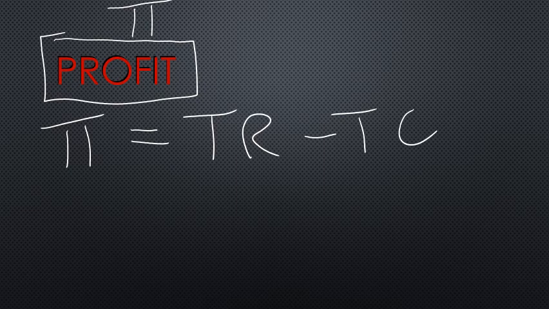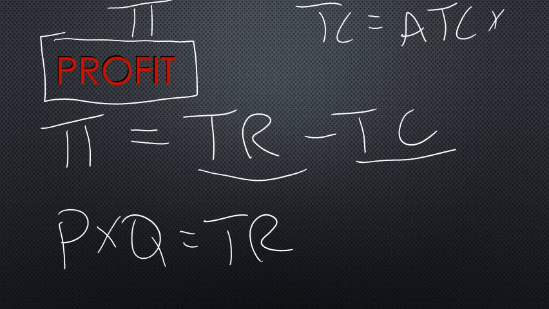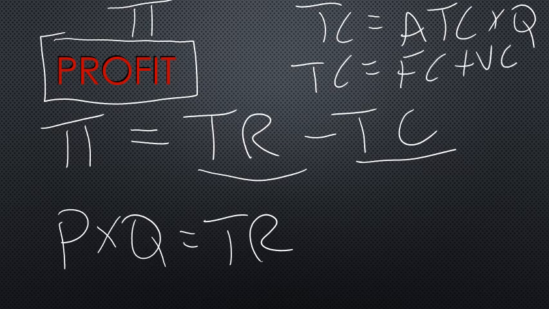Okay? And, well, what is TR? Well, TR in turn is what? It's P times Q. That's TR. And TC. Well, what is TC? Well, there are a couple of possibilities, if not more, right? TC can be stated as average total cost times quantity, and TC can also be stated in total cost form as FC plus VC. We've already seen this one, right? Okay, so you're going to need this to be able to do the calculations on the beta assignment.